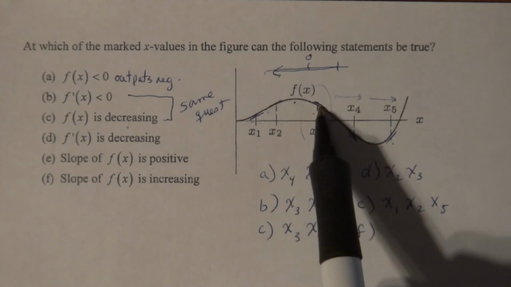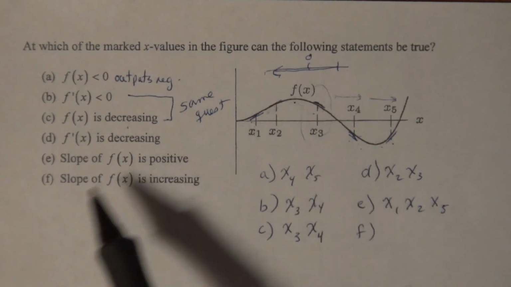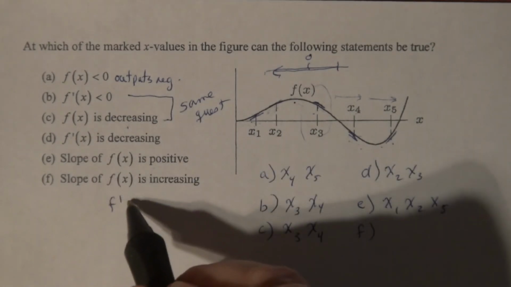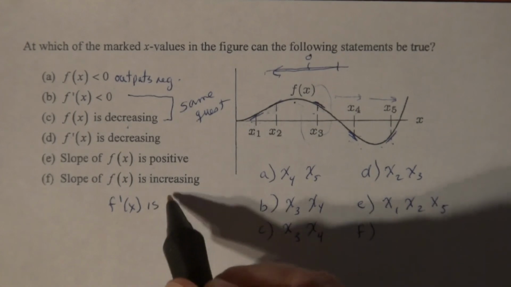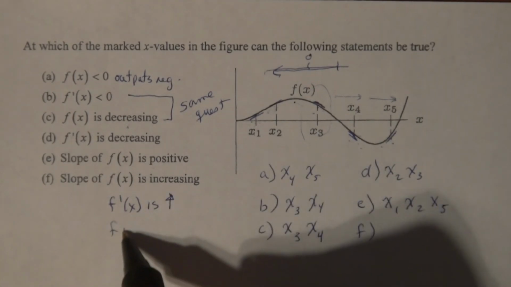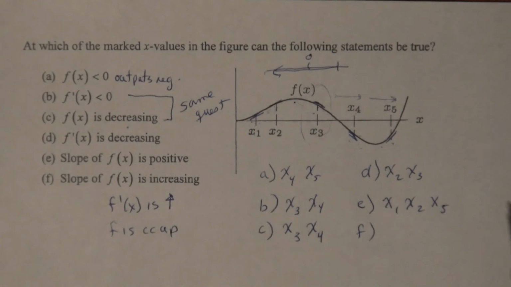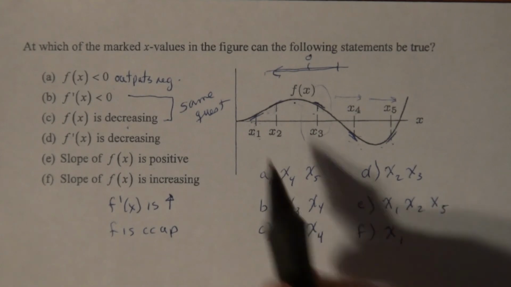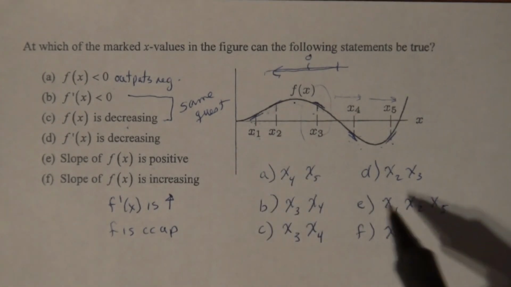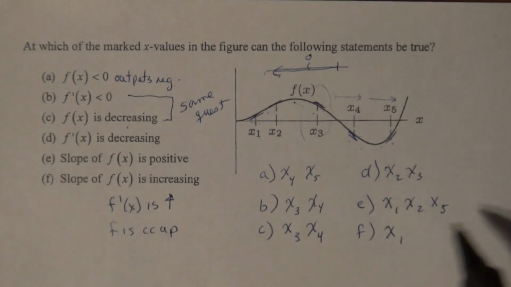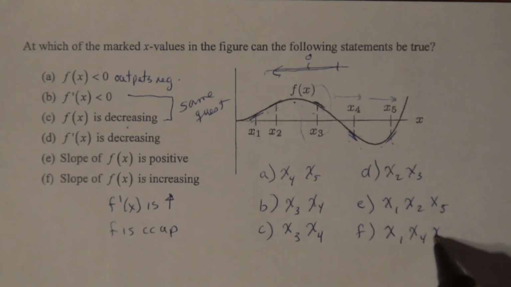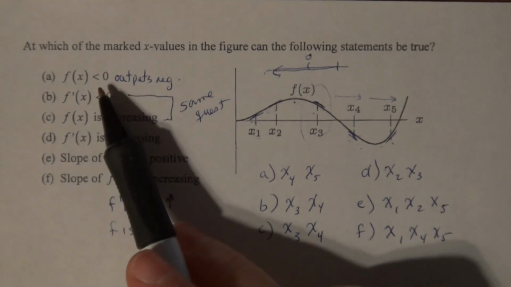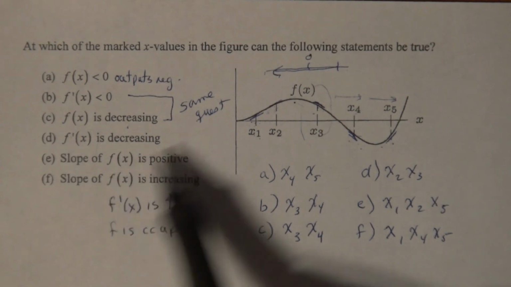F prime is decreasing here where f is concave down. So we can think that the slope of f of x is increasing, which is f prime is increasing, means that f is concave up there. It's exactly the same thing. So it looks like I'm kind of concave up at x1. We could say it's either concave up or inflection points, but I'm just going to say it's concave up. And we're concave up where x4 occurs and where x5 occurs. So it looks like those are the places that the particular questions ask me to find in the graph.